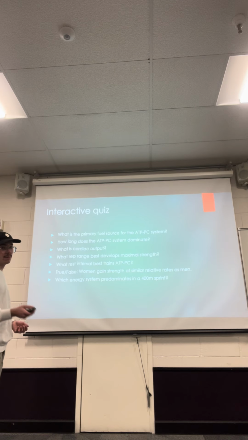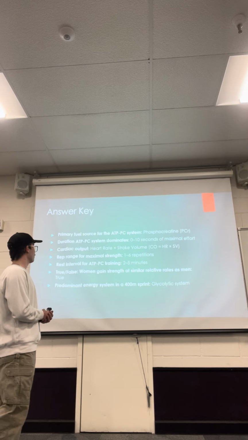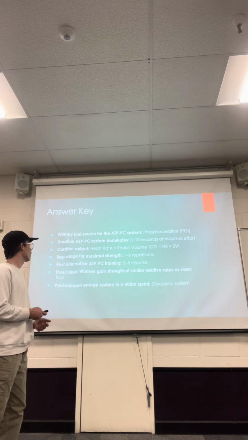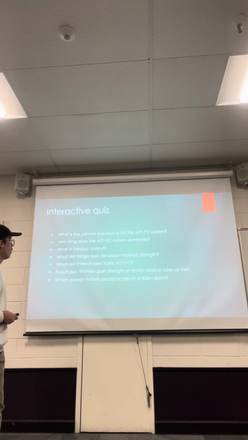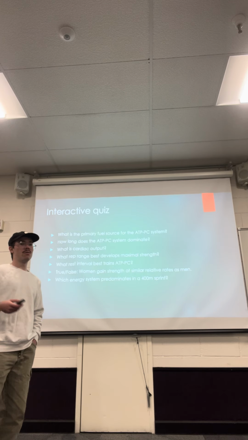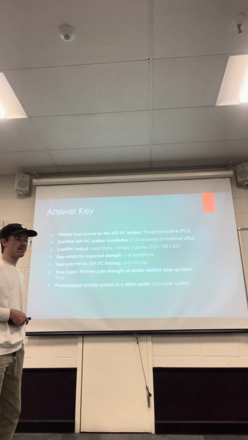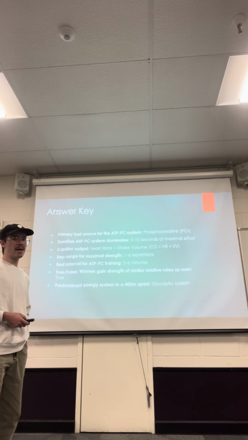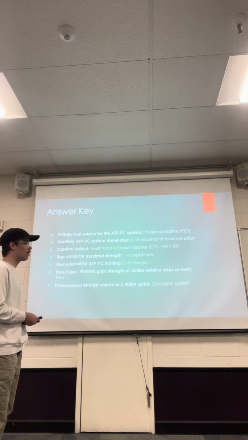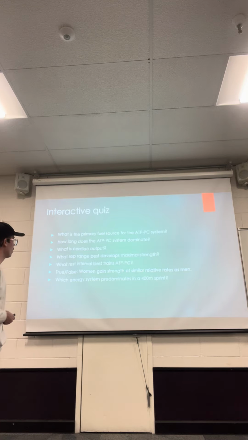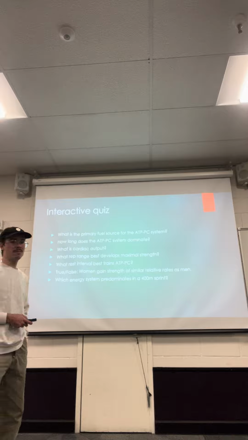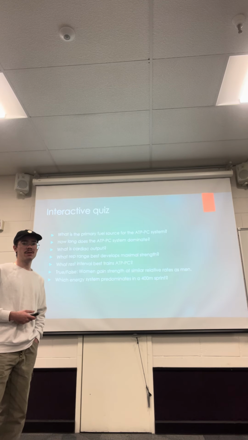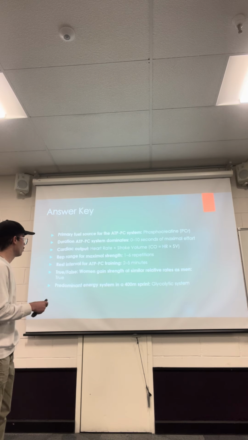What is cardiac output? Heart rate times stroke volume, right? This is the amount of blood your heart can pump per minute. What rep range best develops maximal strength? It's around 1 to 6 reps per set. These are seen to have the best impact on muscular strength gains. What rest interval best trains the ATP PC system? It's around 2 to 5 minutes. And once again, the 2 to 5 minutes is there to allow the phosphocreatine stores to replenish.